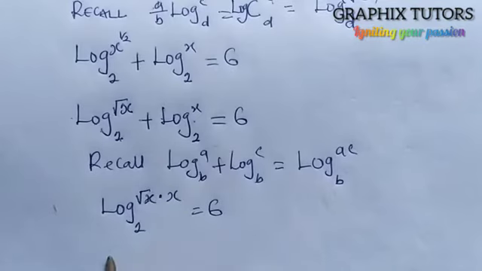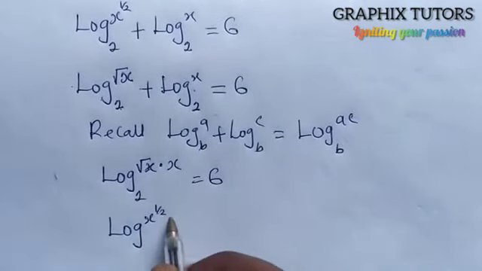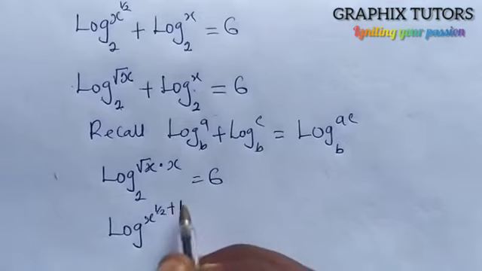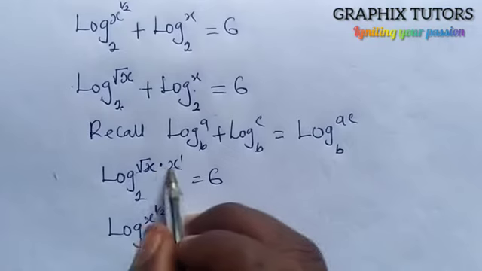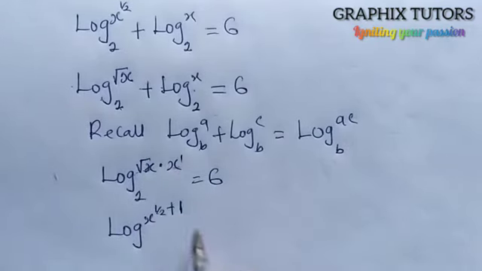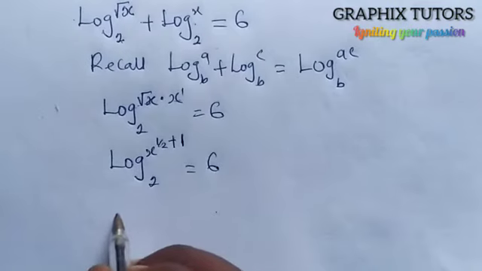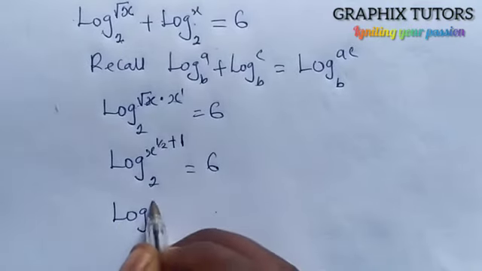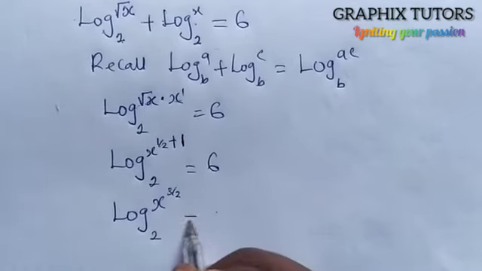Now, they have the same base in indices. I can say log x to the power of 1 over 2 plus 1, because this x here has a power of 1. So in indices, when you have two bases multiplying each other, you are going to add the power. So I'm adding the power now, to base 2 is equal to 6. So from here, if you add the power, we're going to have log x to the power of 3 over 2 to base 2 is equal to 6.